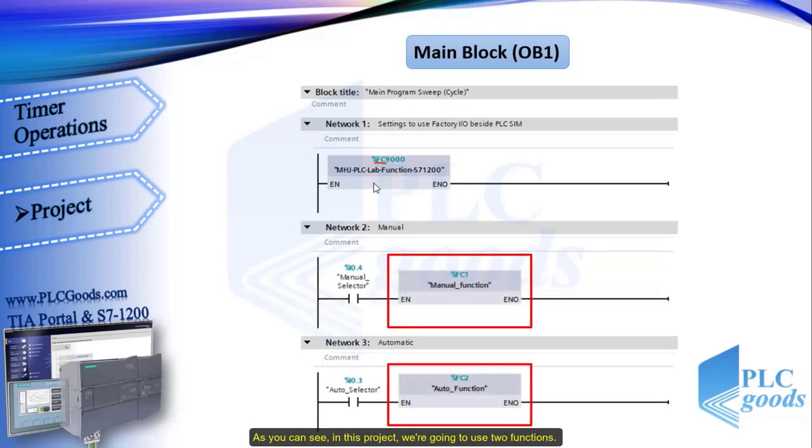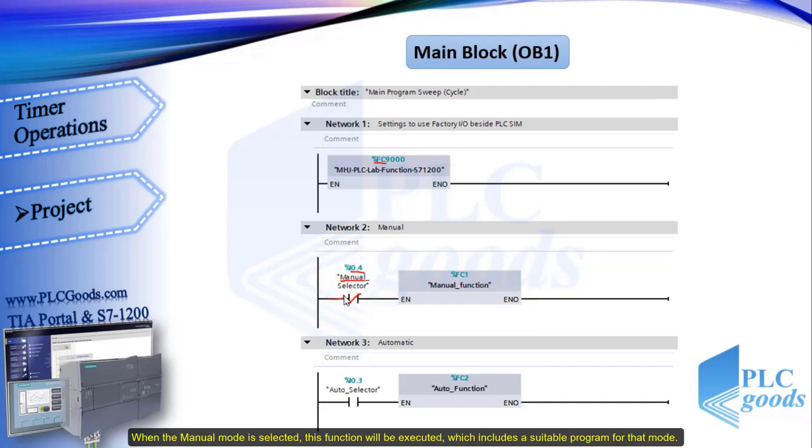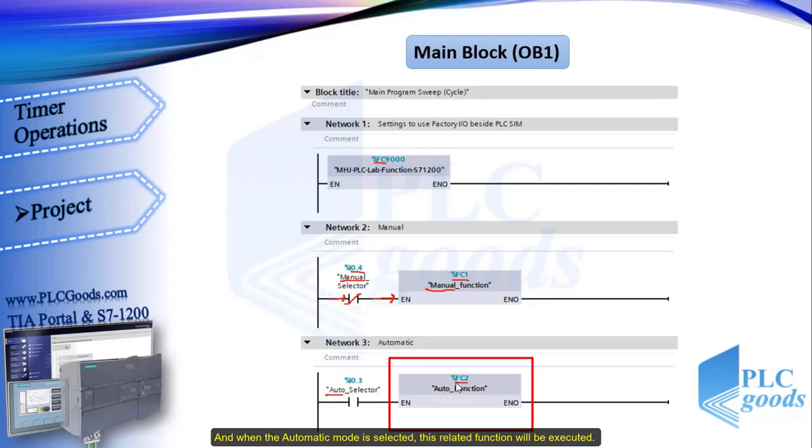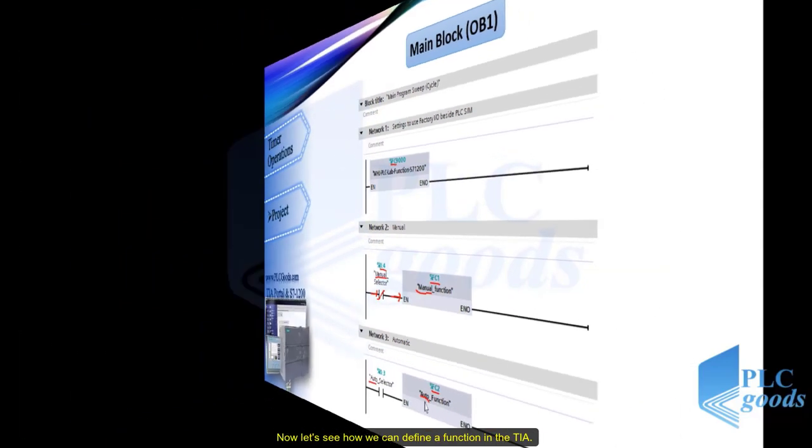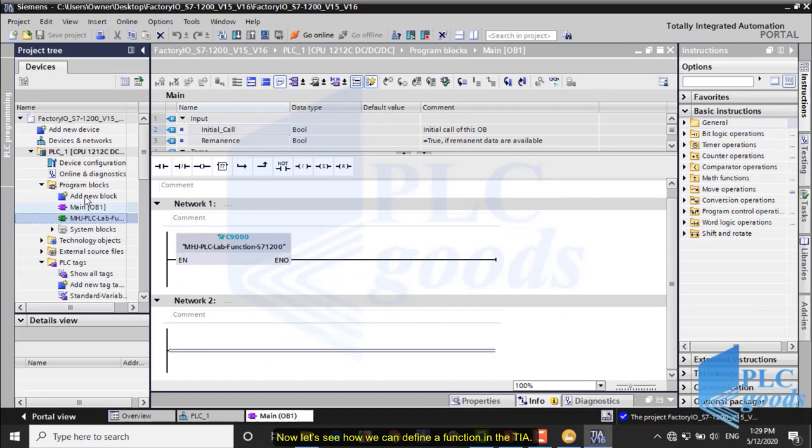As you can see, in this project, we are going to use two functions. When the manual mode is selected, this function will be executed, which includes a suitable program for that mode. And when the automatic mode is selected, this related function will be executed. Now let's see how we can define a function in the TIA.